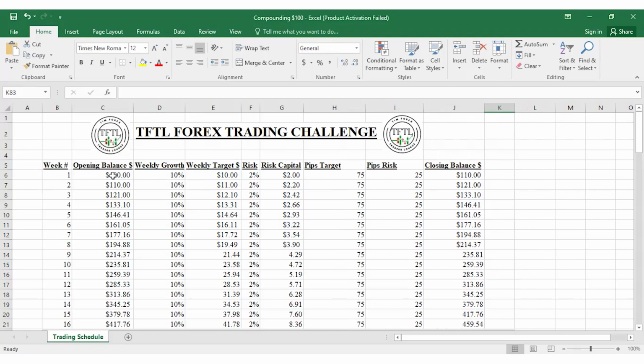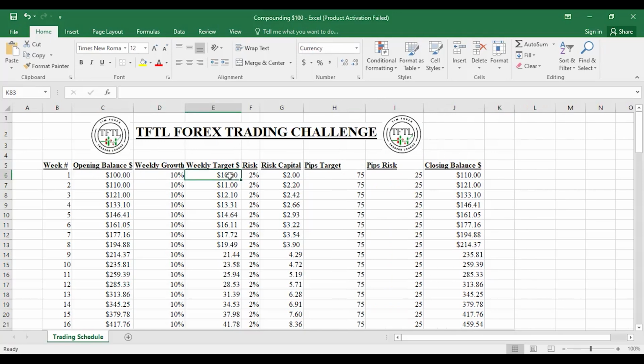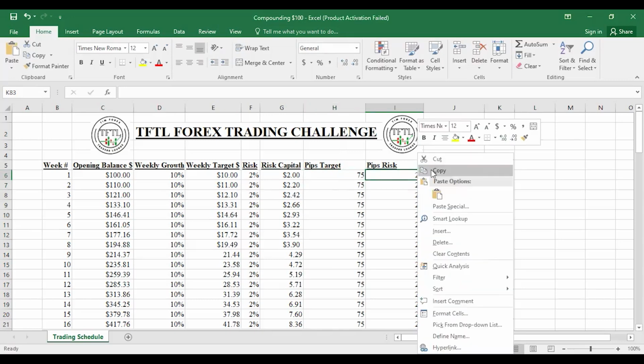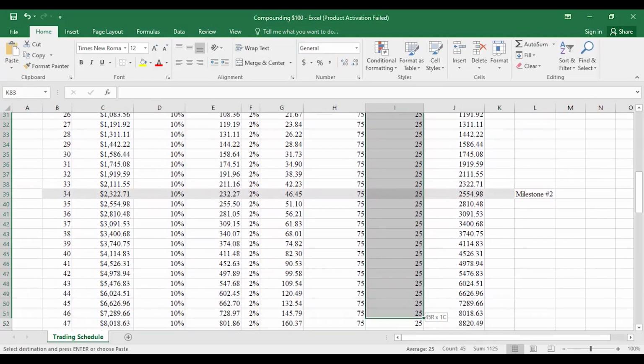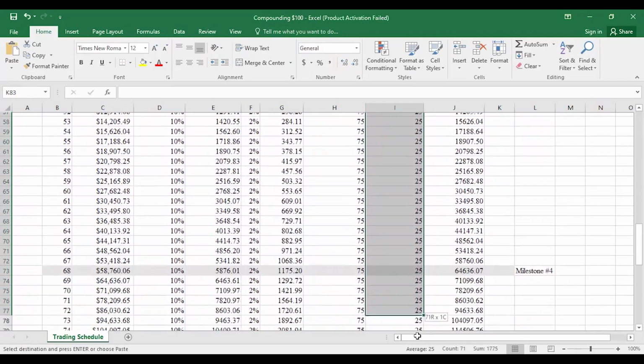So that means for the first week that you trade, you're targeting $10, right? And you're risking $2. So the weekly risk to reward ratio is probably 1:5. And then you're targeting 75 pips, and that means you are risking about 20 pips, right? So this should be 20 pips all through. That's what we are risking, so that we can be within the 2% mark, right?